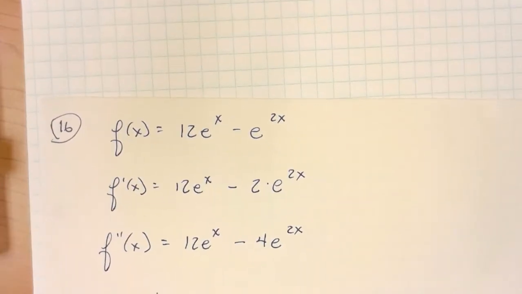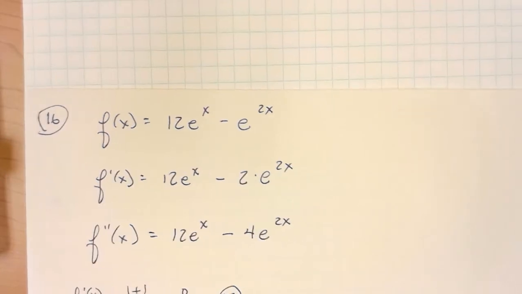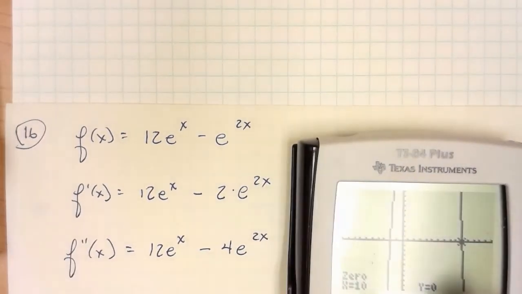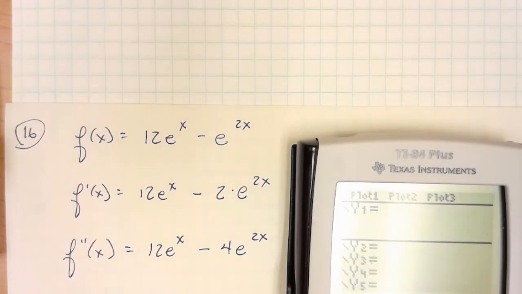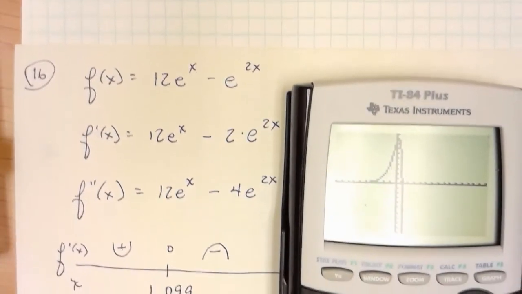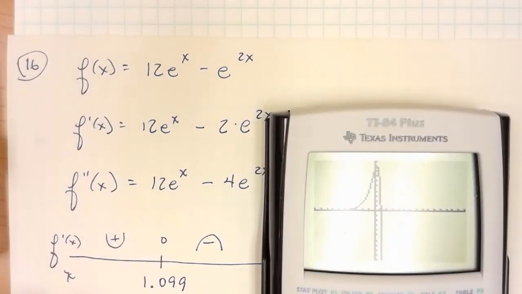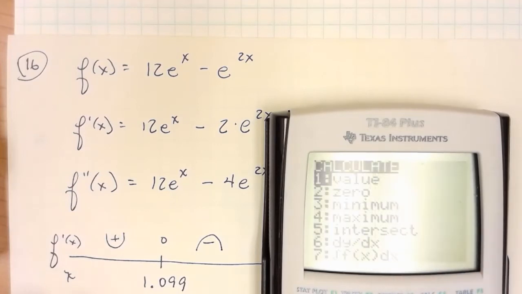Alright, so I went and got my first derivative, my second derivative, and then I graphed the second derivative. So 12e^x minus 4e^(2x). So it looks like I have a 0 there. So what I've got so far, I've got that. I went and found the 0, but let me show you another way. I'll go find the 0, just double check.